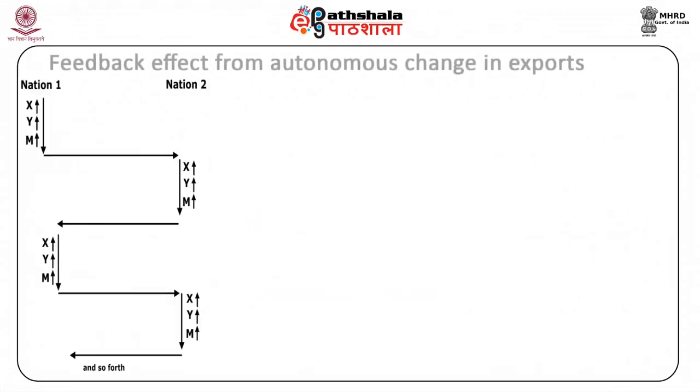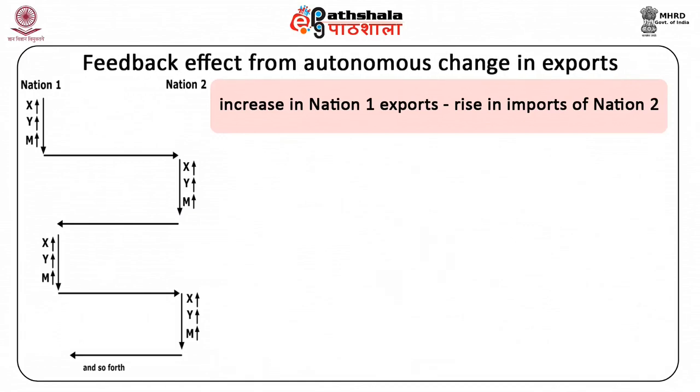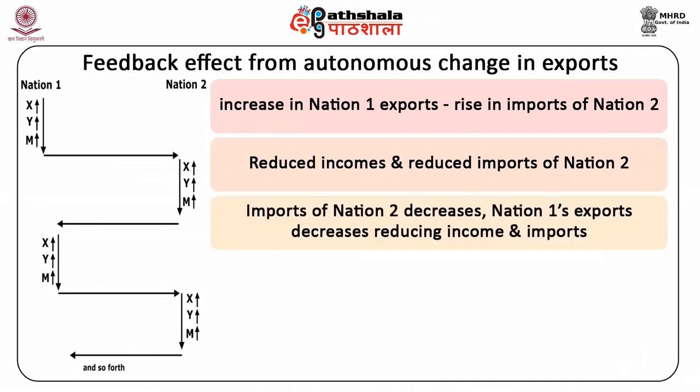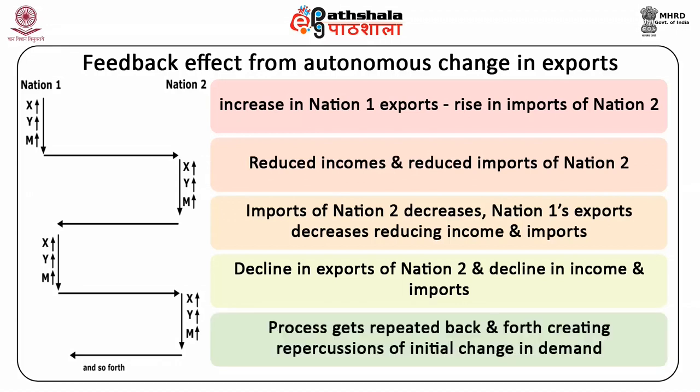Channel 2 of feedback effect. Initial increase in nation 1 exports leads to a rise in imports of nation 2. This leads to reduced incomes and hence reduced imports of nation 2. As imports of nation 2 decrease, nation 1's exports decrease, reducing its income and further imports. Decline in imports means a corresponding decline in exports of nation 2 and decline in its income and imports. This process also gets repeated back and forth, creating repercussions of an initial change in demand.